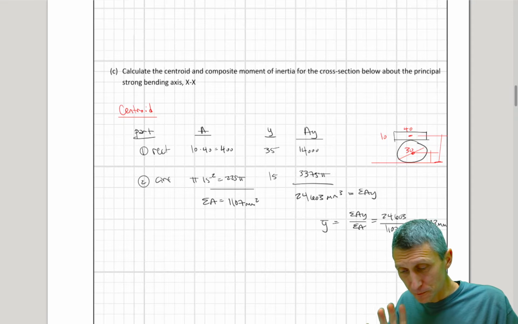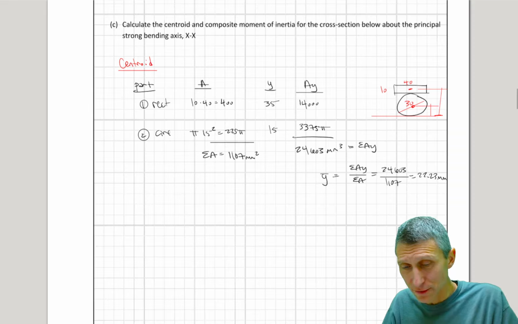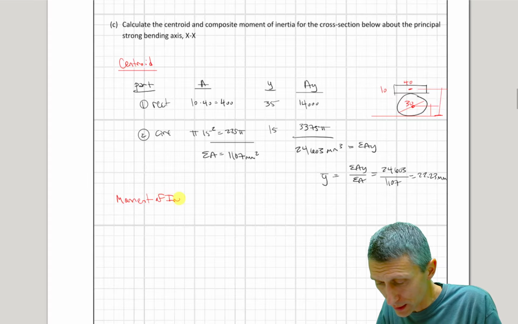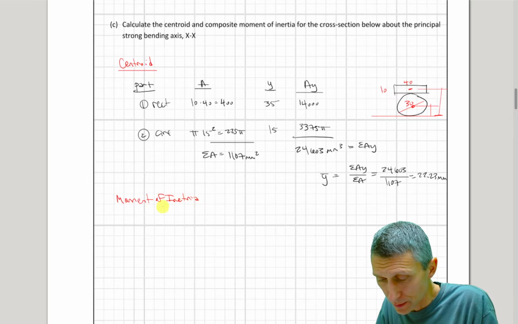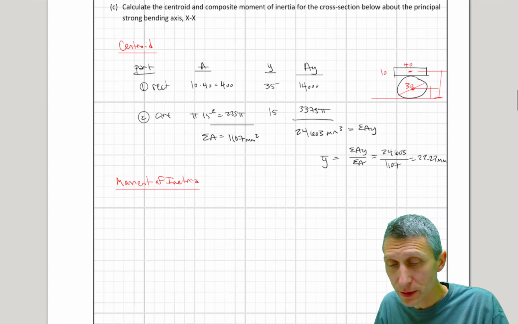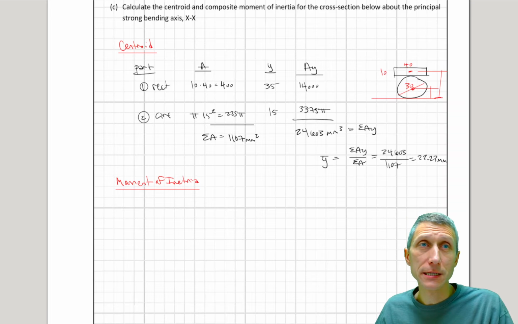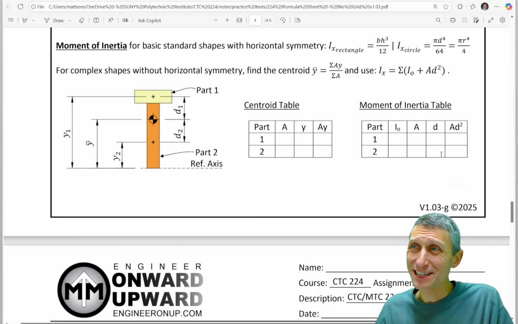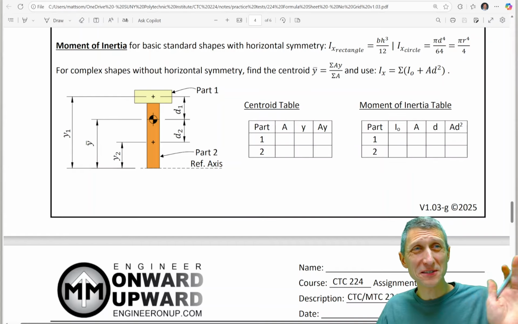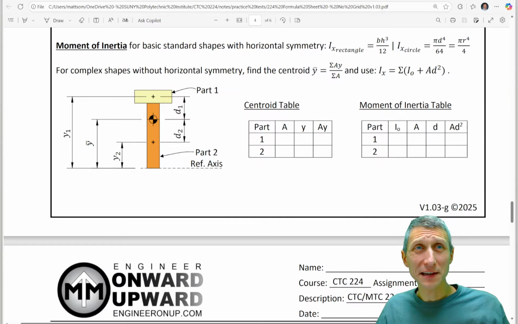Okay. You know what? Let's just finish this out. I'll go back and do the stress in a minute. So let's do moment of inertia, and we'll take this one next, and then we'll jump back up to part B. So moment of inertia. We're going to do something similar to what we did before. We're going to take this sheet here, and we're going to take this table where we have to do I naught, A, D, and A D squared. These are those same kind of things, and let's jump into it.